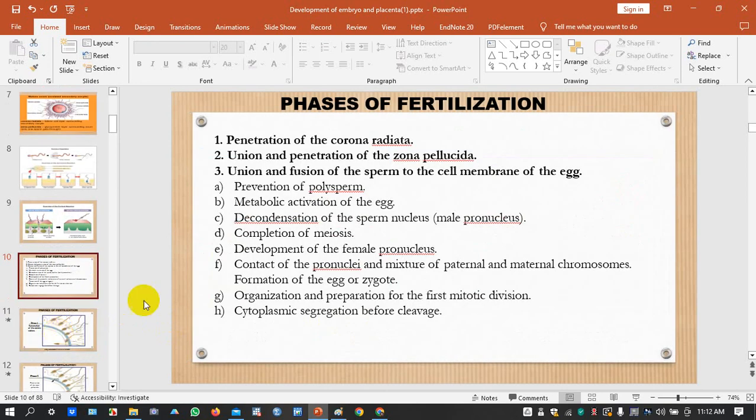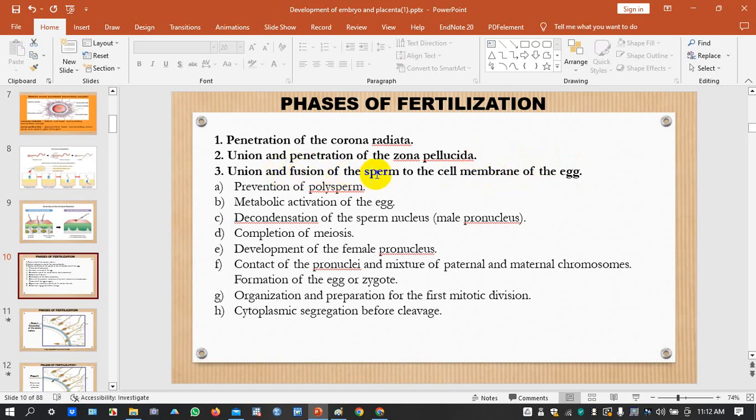So the phases of fertilization are: penetration of the corona radiata, that's the cells that surround the egg or the zona pellucida. Union and penetration of the zona pellucida, yes, the boundary is penetrated by one sperm. And when one sperm penetrates it, no other sperm can penetrate again to fertilize the egg. Then union and fusion of the sperm with the cell membrane of the egg, when the nucleus of the sperm enters the egg. Women are always waiting to receive something from men. It also occurs at the molecular or cellular level.